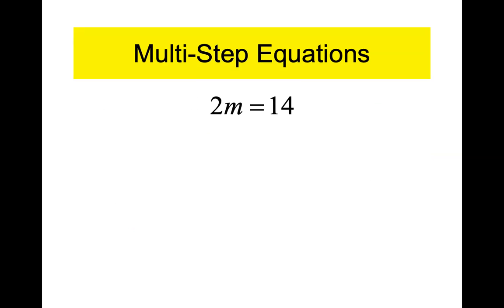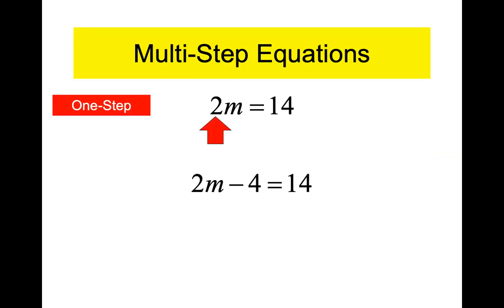Because that's going to take us multiple steps. No. How many steps? One. There's one number to get rid of. That's why that's called a 1 step. Okay, get rid of the 2 and you're done. This is a 2-step equation.